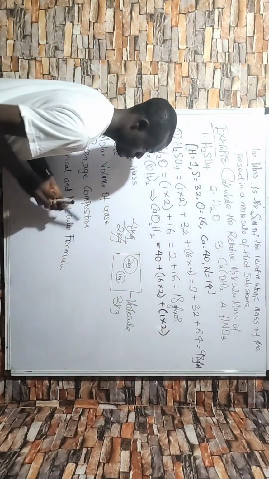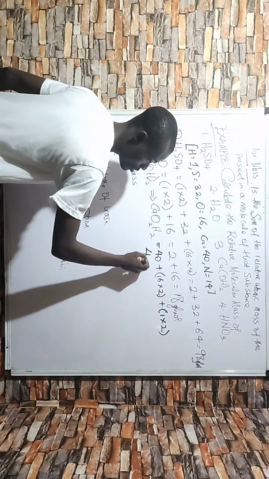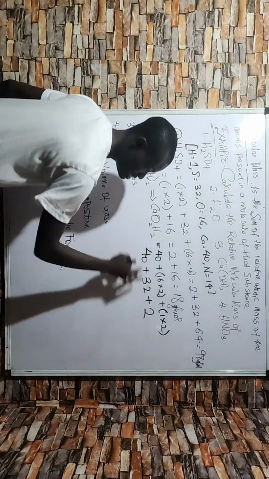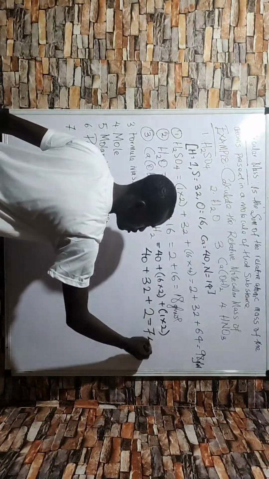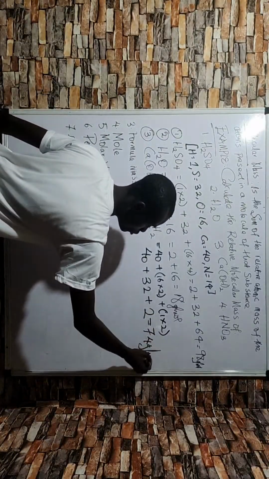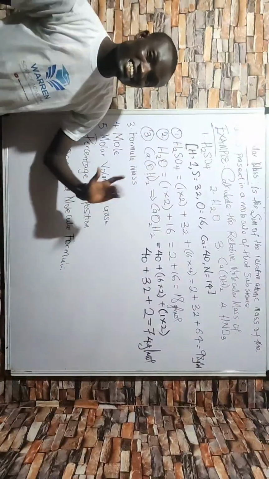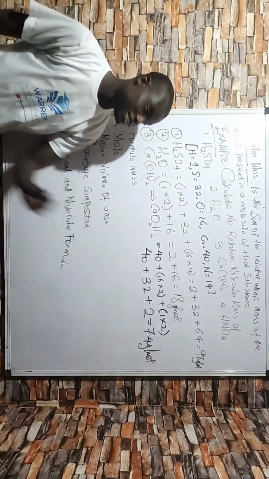So let's take this on the board and then calculate. So this is 40. This is 32, then this is 2. Then this plus this will give us 72 plus 2. Then our final answer will be 74 gram per mole. Remember, if it is molecular mass, we can end in gram per mole. But if it is relative molecular mass, it's simply going to be 74.